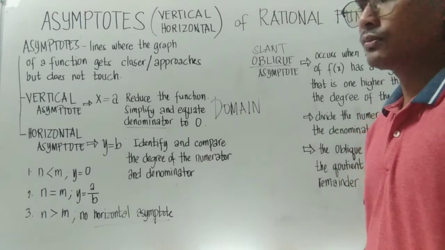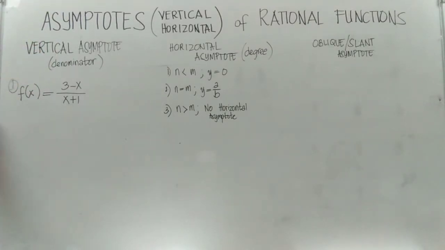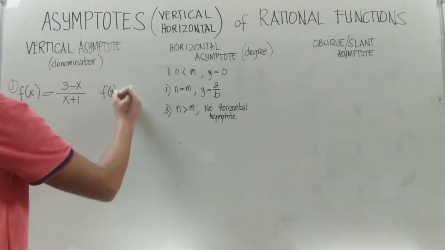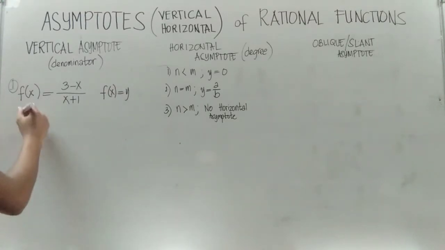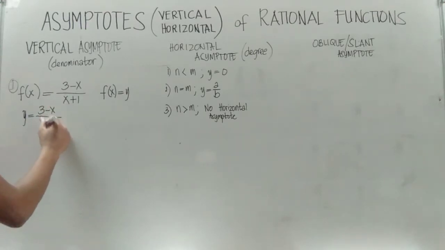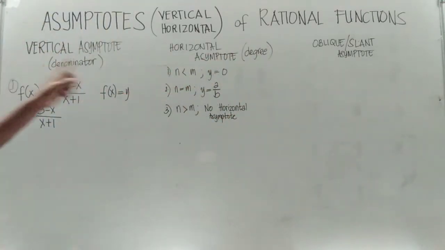Okay, so let us proceed to our first example. We have here on the board the first function, f of x equals 3 minus x over x plus 1. We have to simplify f of x into the form of y. So y is equal to 3 minus x over x plus 1. Then we have here on the board some hints on how to solve for the vertical, horizontal, and oblique asymptotes.